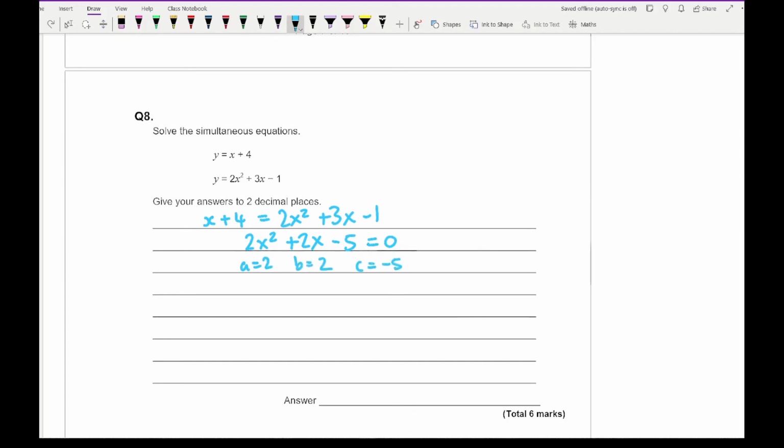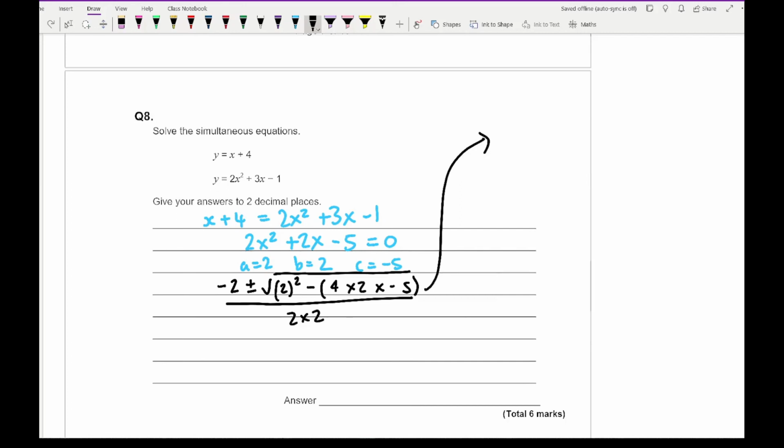So substituting this into the quadratic formula, we end up with minus 2 plus or minus the square root of 2 squared minus 4 times 2 times minus 5, all divided by 2 times a, which is like so. So then let me just close that bracket. So let's just neaten this up. So I end up with minus 2 plus or minus, 2 squared is 4, and then 4 times 2 is 8, times minus 5 is minus 40. And that's all divided by 4, which leaves me with minus 2 plus or minus the square root of 44 over 4.